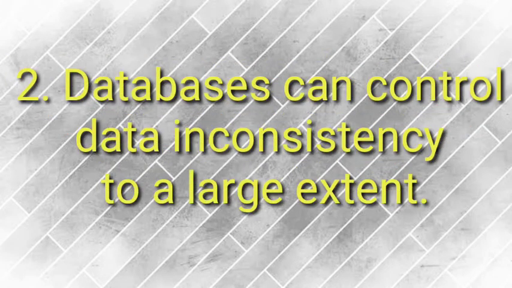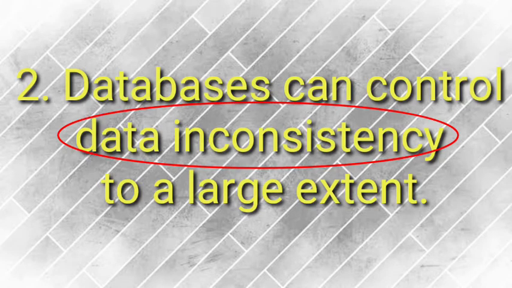The second advantage of a database is that inconsistency is also controlled to a large extent. As we have already worked on controlling data redundancy, the database management system ensures that whenever any person makes any kind of change in the data, if the change is made in one table or in one application, it is automatically reflected in the other table or the other application.